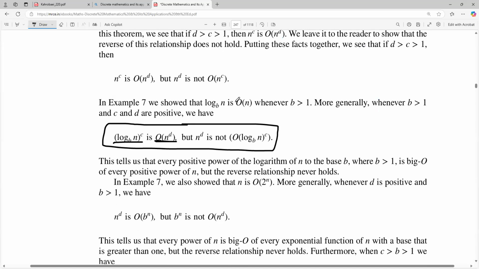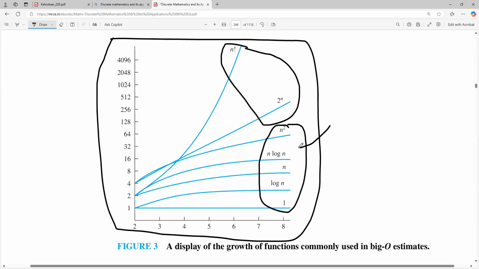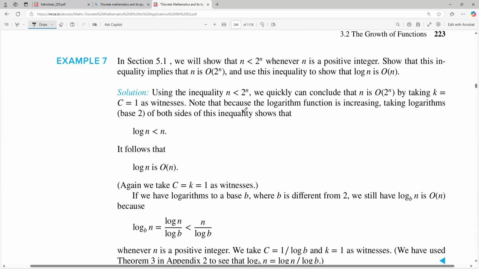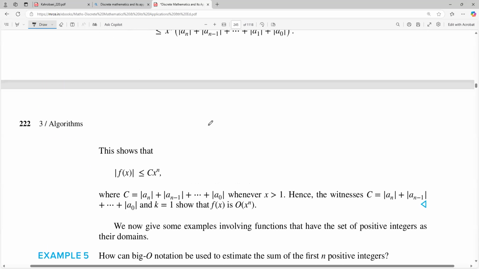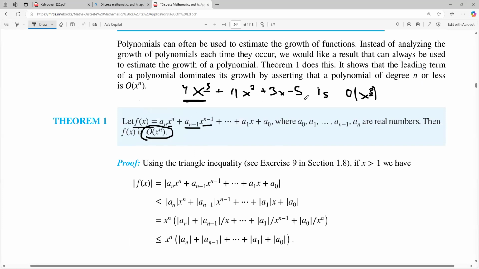Because in the end, I'm pretty sure the exam's most likely going to be of these. She might tell you to order them, or try to prove something simple, like a polynomial. Let me actually go through this. So let's say we're given this function 4x to the third plus 11x squared plus 3x minus 5 is x cubed.